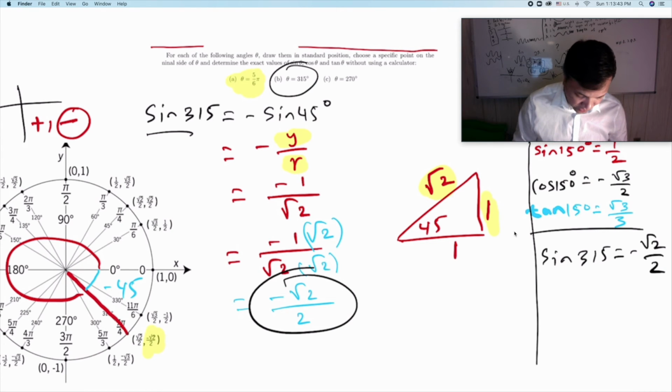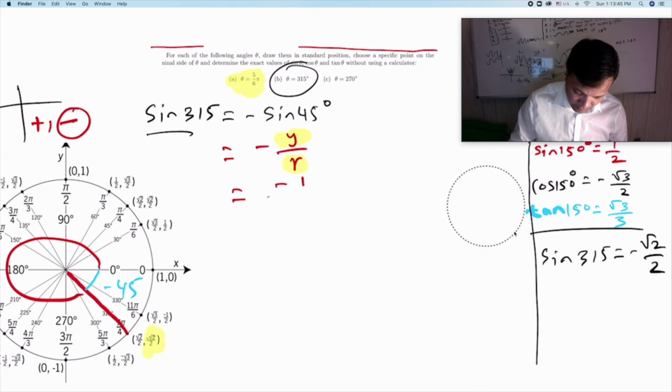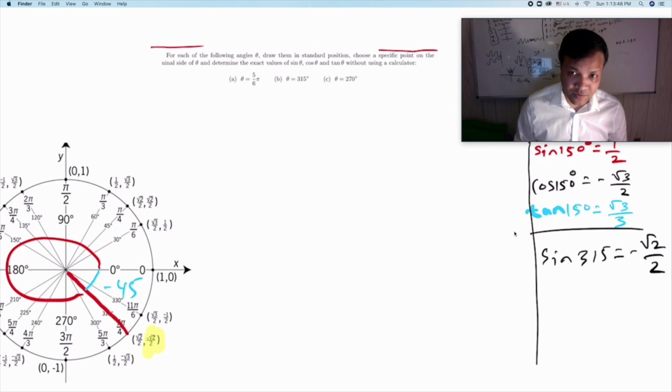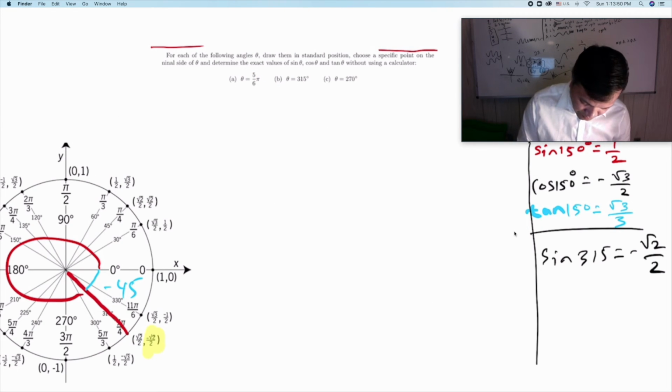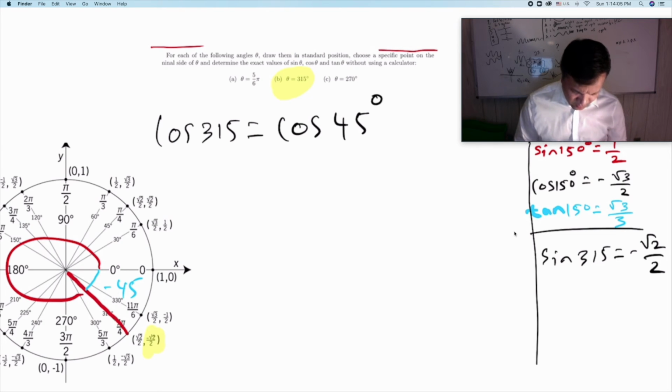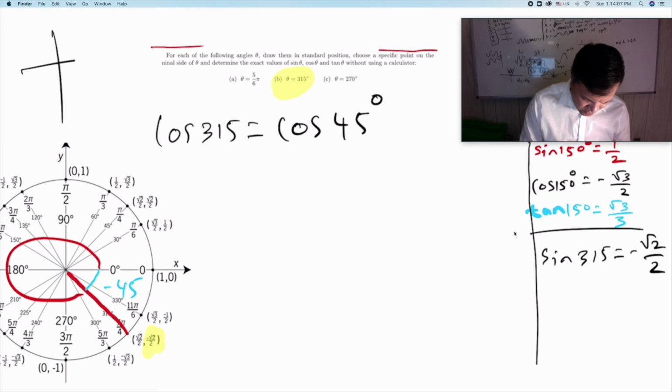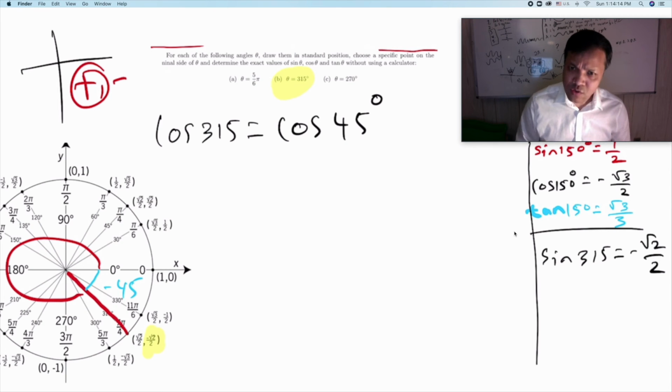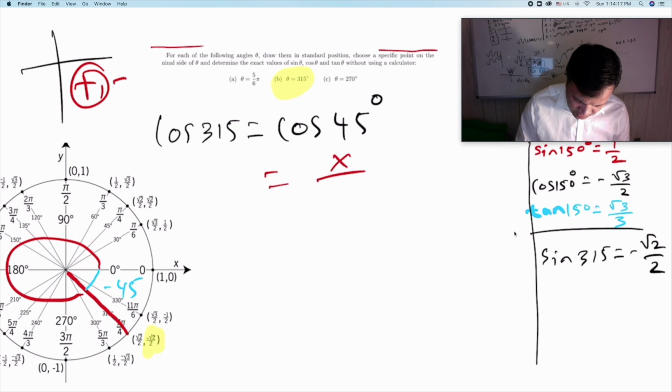Okay, now we are heading to cosine 315. Remember we are solving this one. So cosine 315 is equal to cosine 45. Why cosine 45? Because over here in the fourth quadrant cosine is positive and sine is negative. So cosine is positive over here. So cosine 45 is x over r. Okay, so what is x?